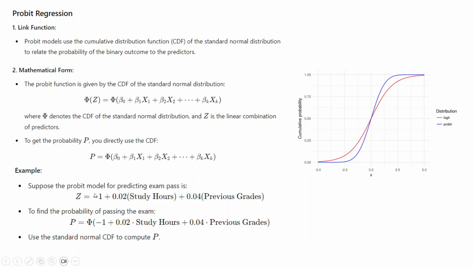Let's take an example. Suppose the Probit model for predicting exam pass is z is equal to -1 plus 0.02 study hours plus 0.04 previous grades. To find the probability of passing the exam, p is equal to phi, and we directly take the value of z, so phi(z). Now what will we consider? We will consider the standard normal CDF to compute the p, that is, the probabilities.